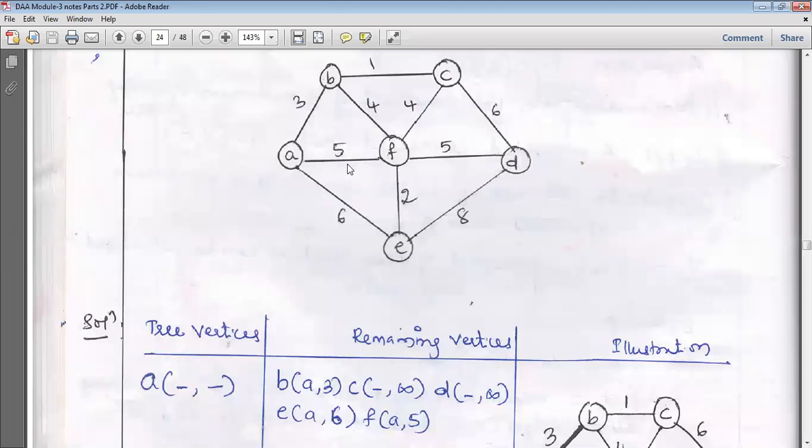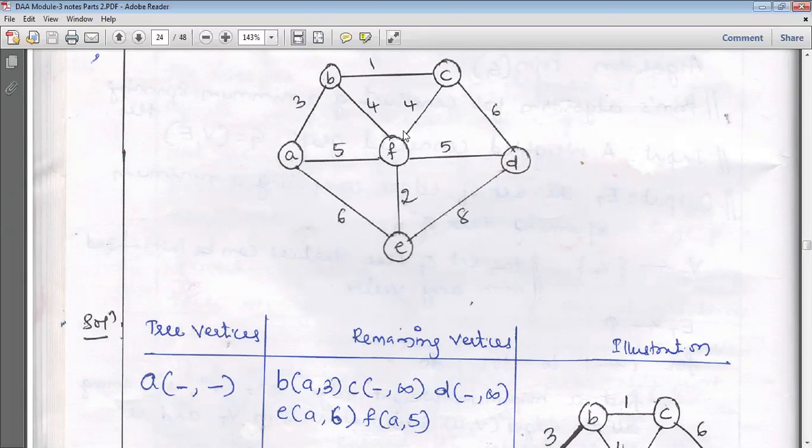Now A to B, there is an edge with a cost 3. So how do we write here? There is an edge from A to B with a cost 3. So A to C, there is no direct edge. So what we'll do, we'll mark it as an infinity. If there is no direct edge, then we are going to mark it as an infinity. And check A to D, there is no direct edge. So we are going to mark it as dash comma infinity. Then when it comes to E vertex, there is a direct edge from A to E with a cost 6. So we'll write it as 6.